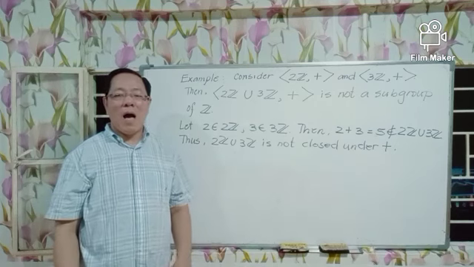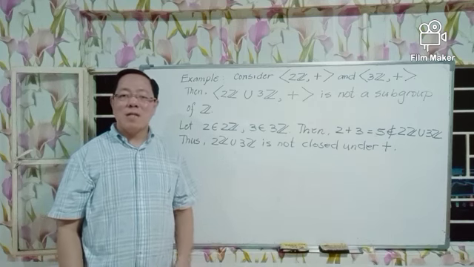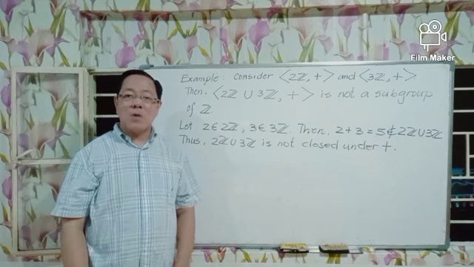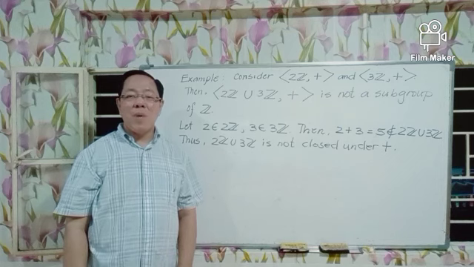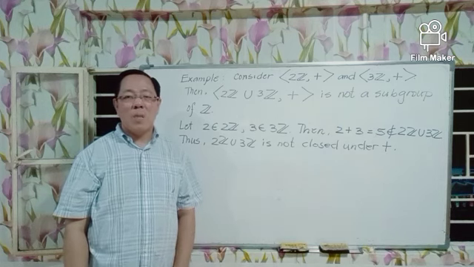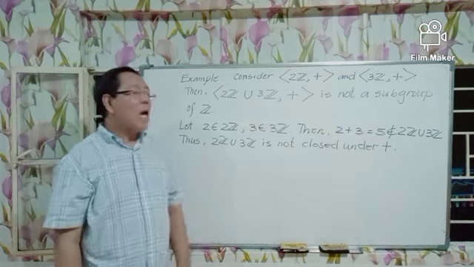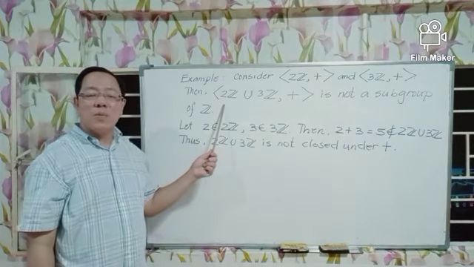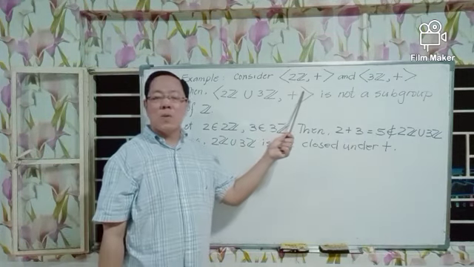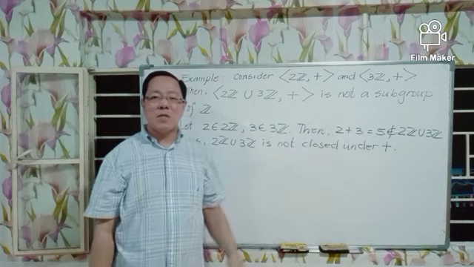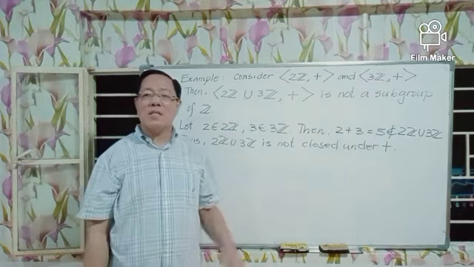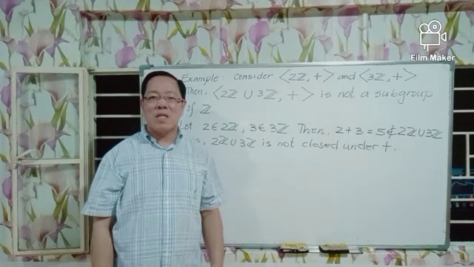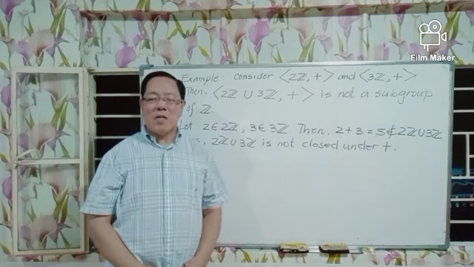And this is what I was trying to tell you, that if you have two subgroups of a group and you take the union of these two subgroups, the union may or may not be a subgroup of the given group. And this is an example where we have 2Z and 3Z that are both subgroups of the set of integers Z under addition, but their union is not a subgroup of the set of integers Z under addition.